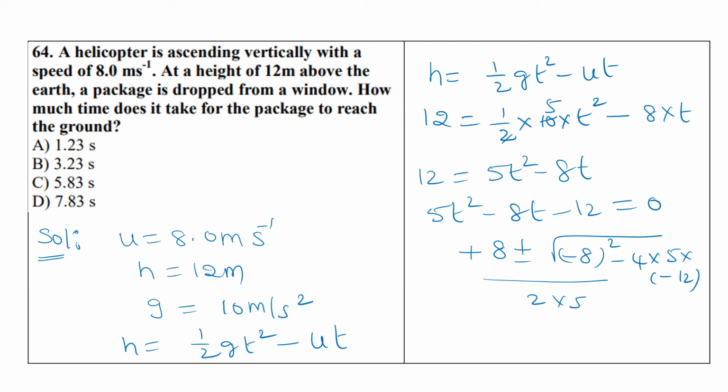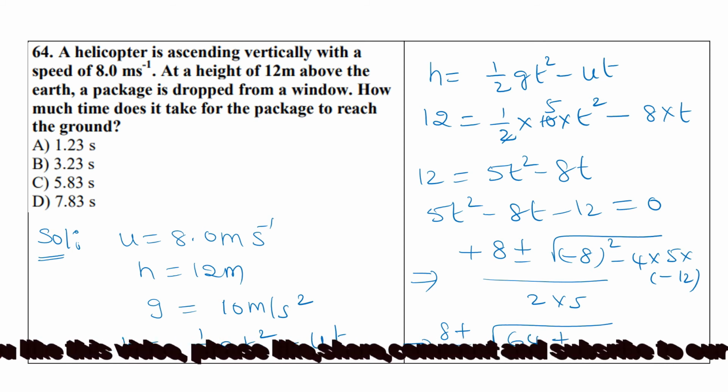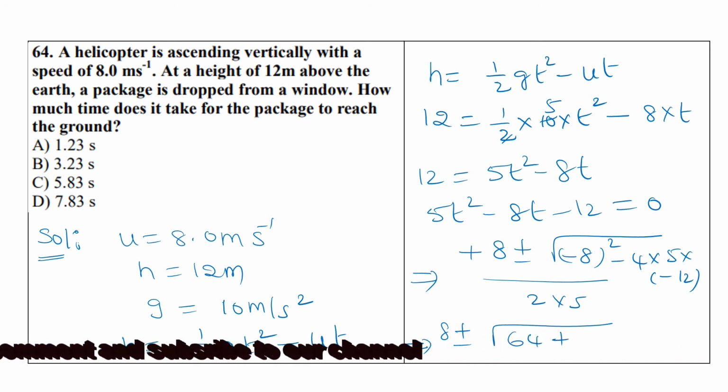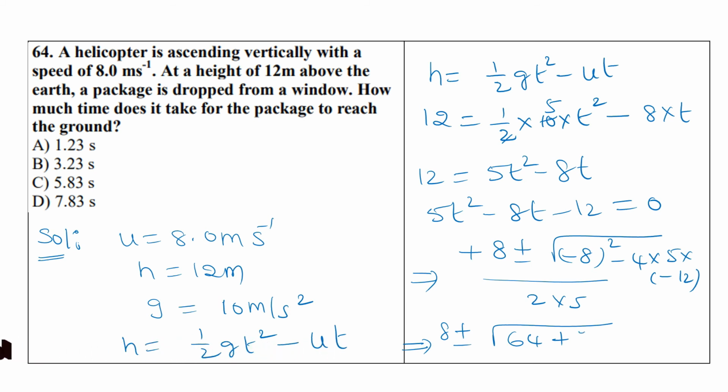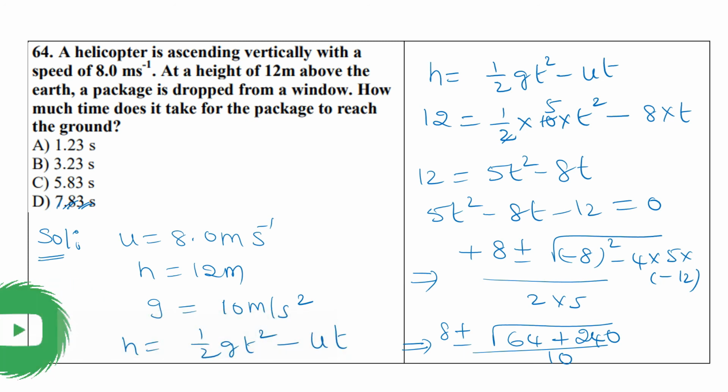So now we are finding the roots. So that is equal to 8 plus or minus root 8 square, 64, minus into minus plus, 5 fours are 20, 20 into 12, 240, by 2 fives are 10. Here we are getting 2.543. So the correct option is D, 2.543. This is the correct answer.